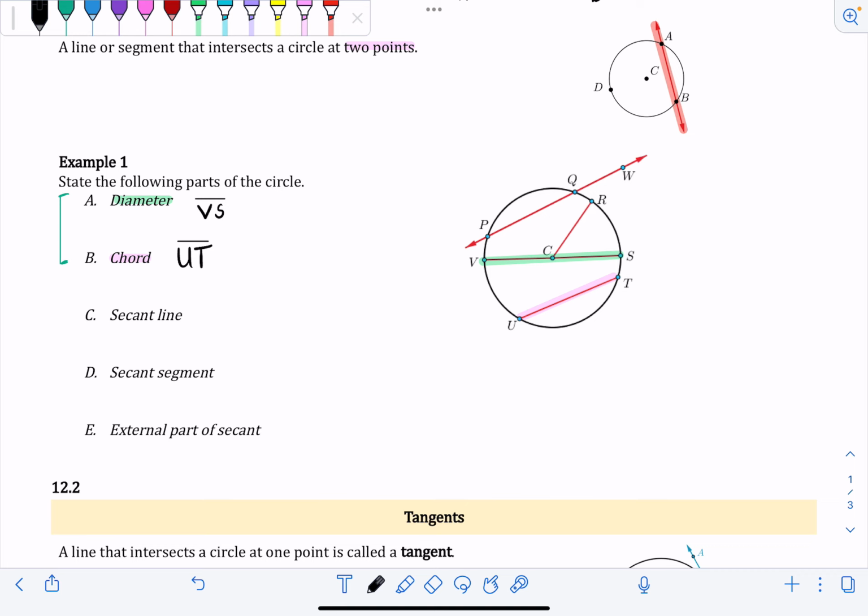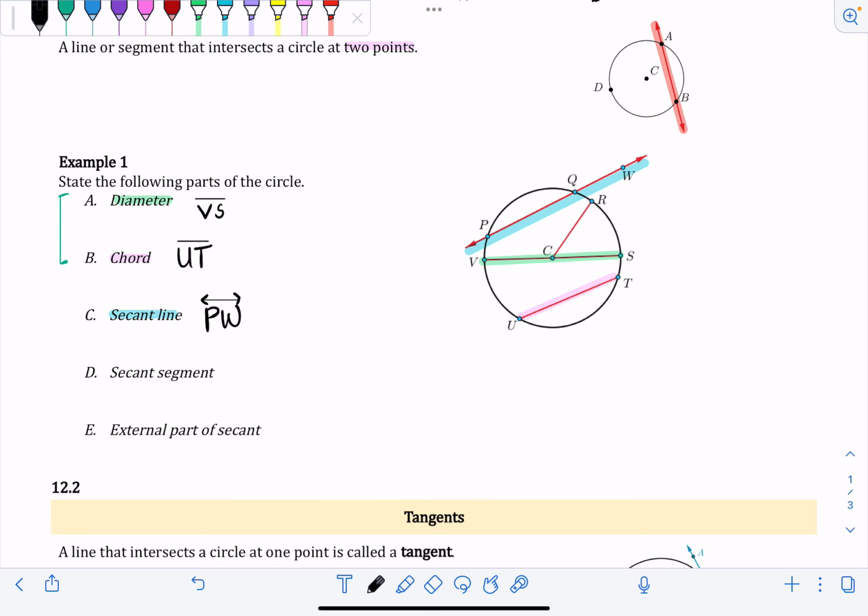And then the secant line. There's a difference between a secant line and a secant segment. A secant can be both types. A line continues forever, a segment does not. The main difference is how we write it. So a secant line is a line that goes on forever. This would be the line that crosses through P and W. So we would say PW with the line above it with the arrows to show that it is a line.